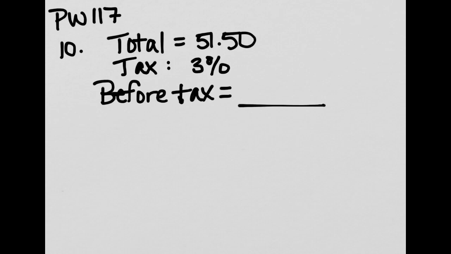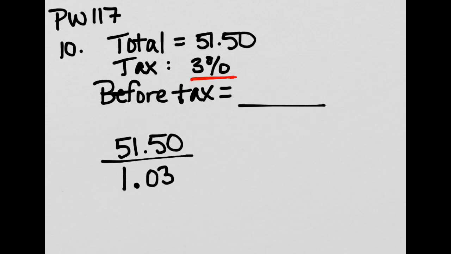The best way to do this is you're going to take this $51.50 and you're going to divide it by 1.03. Now, if your tax is 0.03, that is your decimal form of 3%, you're going to take this $51.50, divide it by 1.03, and that is going to give you your total before taxes. So 51.5 divided by 1.03 is going to give me 50. So my price before tax was $50.